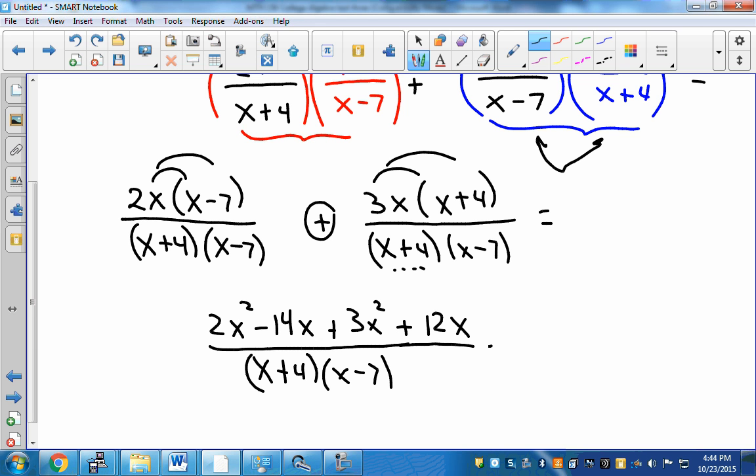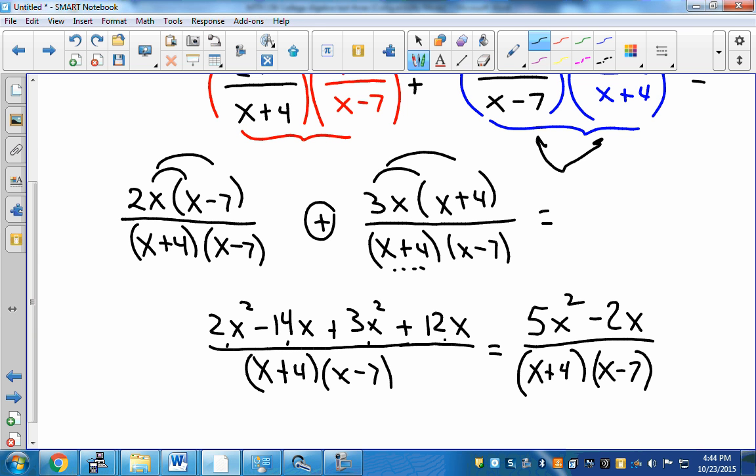Okay. Lastly, combine like terms. So 2x squared and 3x squared, that's 5x squared. And then combine the terms here. Minus 14x plus 12x is minus 2x. And on the bottom, I have x plus 4 times x minus 7. So I've done the addition. Now, you might want to double check and see whether it simplifies.